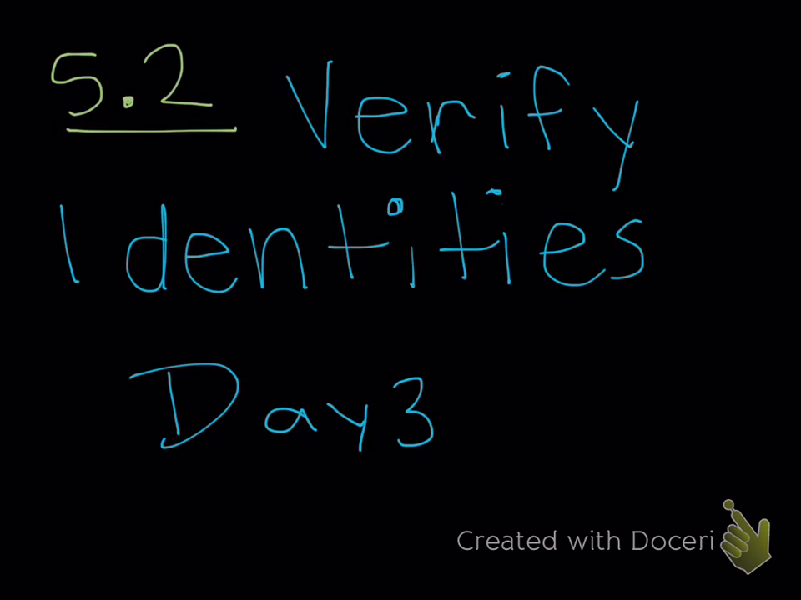Today we're going to go back to verifying identities using our sum and difference formulas. It's just now we're going to introduce specific angle values for the formulas, and then we're also going to introduce graphs into our equations. So for our first example, I have sine of x plus pi over 2, and I want to prove that this is equal to cosine of x.